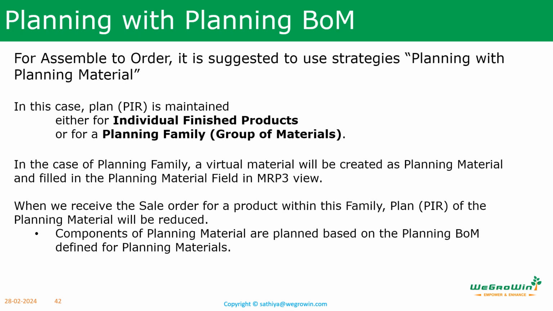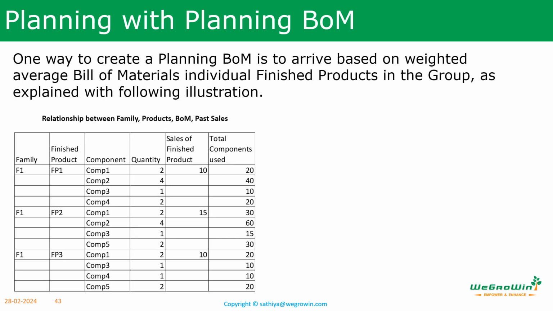Components of planning materials are planned based on the planning BOM defined for planning materials. One way to create planning BOM is to arrive at it based on the weighted average bill of material of individual finished products in the group, which we are explaining now. The planning family here is F1. Then we have the finished products like FP1 sold 10 numbers, FP2 sold 15 numbers, FP3 sold 10 numbers. So this has a BOM for each product.